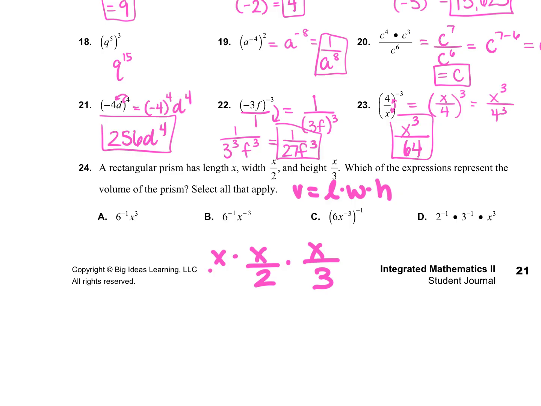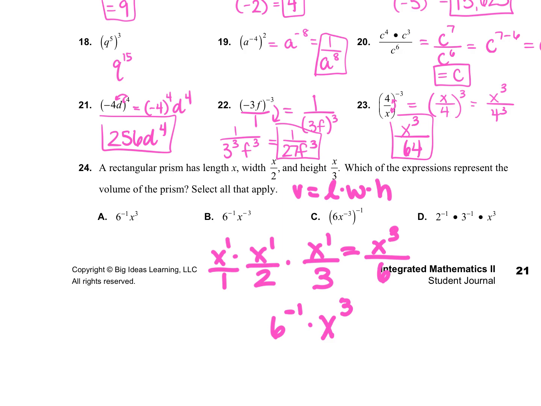Multiplication is commutative, remember. There's a few options here, right? Multiplication is commutative, so I would go x to the 3rd on the top, because when you're multiplying with these exponents, you're adding them. And then 2 times 3 is 6. And then if I wanted to bring that 6 to the top, that would turn into a 6 to the negative 1.